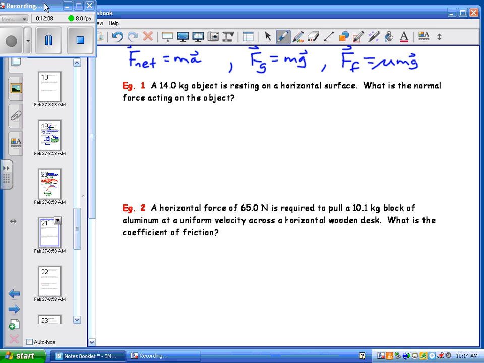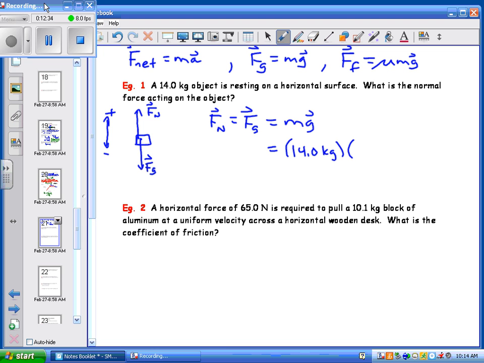So we'll start easy. A 14-kilogram object is resting on a horizontal surface. What is the normal force acting on the object? So this is just to remind you that when you have something on a horizontal surface, the normal force is just equal to the force of gravity. So Fn equals Fg, which equals mg. So 14.0 kilograms times 9.81 meters per second squared. And you should get 137 newtons, and it's the normal force, so the direction of that normal force is up.